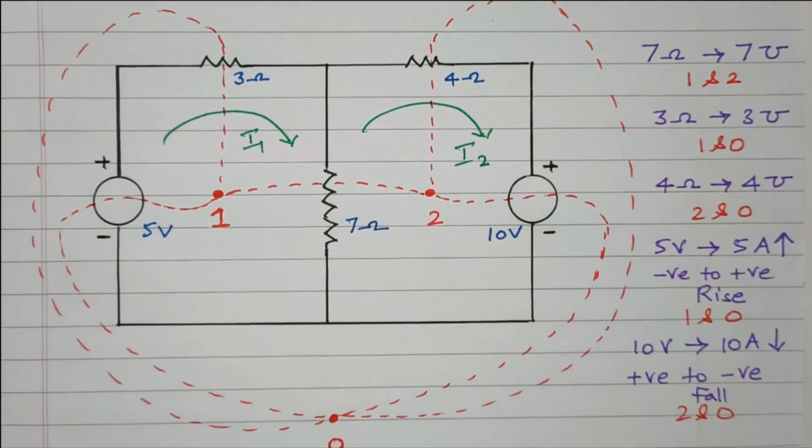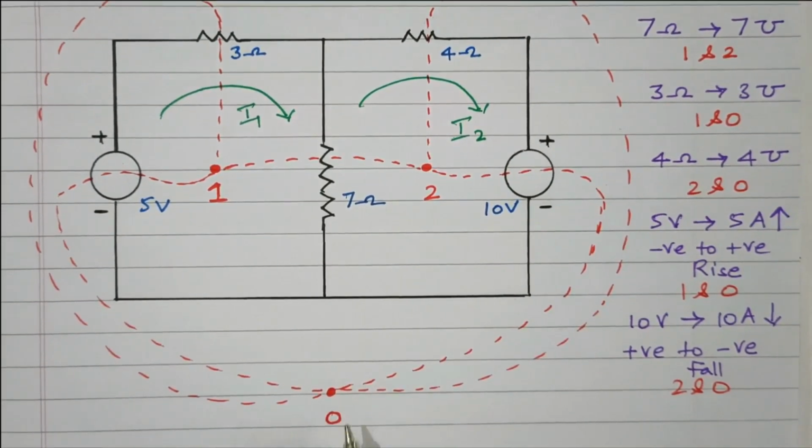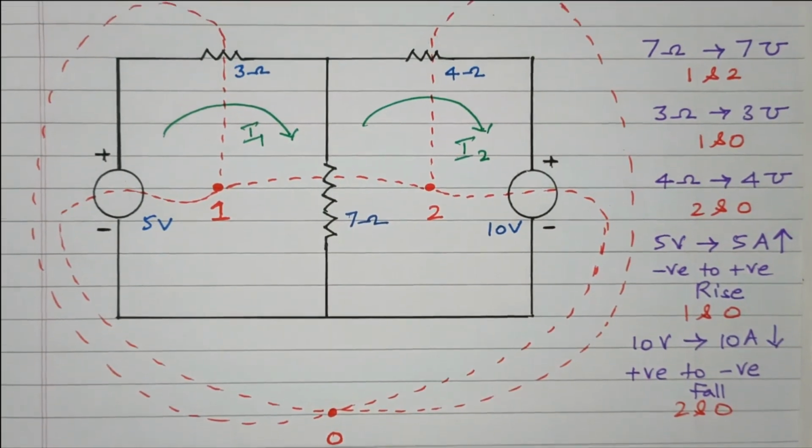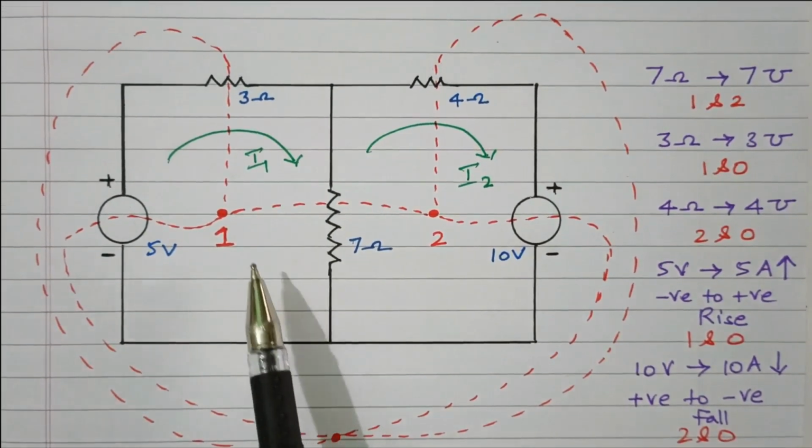And one dot is placed outside the loop. This is called the reference node, right? So what is the next step? We need to connect all the dots, right?